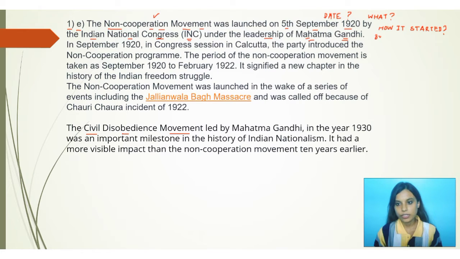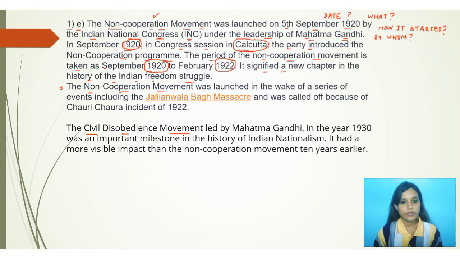Here another question is arising, that is, by whom? In September 1920, in the Congress session in Calcutta, the party introduced the non-cooperation program. So where was this non-cooperation program established? This was at Calcutta in the year 1920. The period of the non-cooperation movement is taken as September 1920, which I have just marked, to February 1922. It signified a new chapter in the history of the Indian freedom struggle.